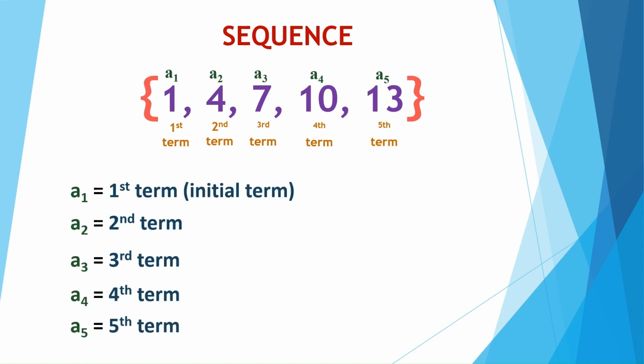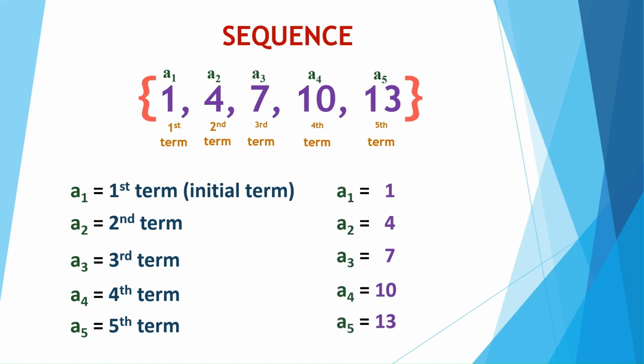In this case, a sub 1 is the first term, a sub 2 is the second term, a sub 3 is the third term, a sub 4 is the fourth term, and a sub 5 is the fifth term. So the value of a sub 1 is equal to 1, a sub 2 is equal to 4, a sub 3 equals 7, a sub 4 equals 10, and a sub 5 equals 13.